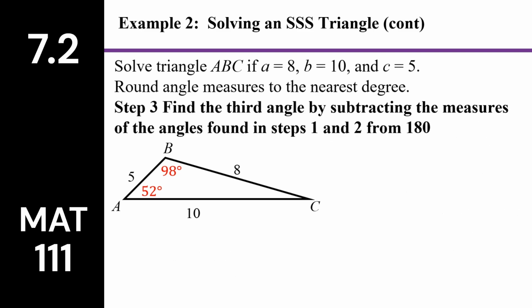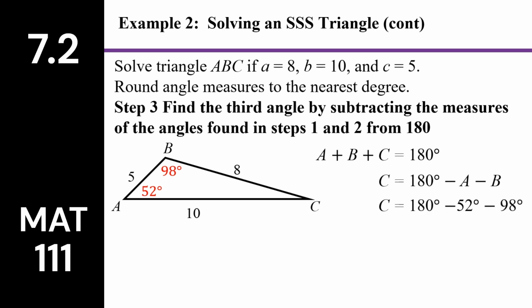Step 3 is to find the last angle. Since they all add up to 180, angle C will equal 180 minus the two angles that we already found, which works out to 30 degrees. So we have solved this triangle.